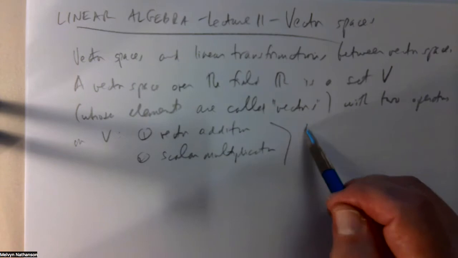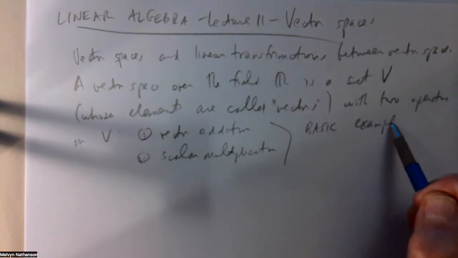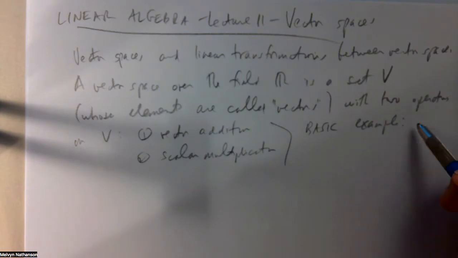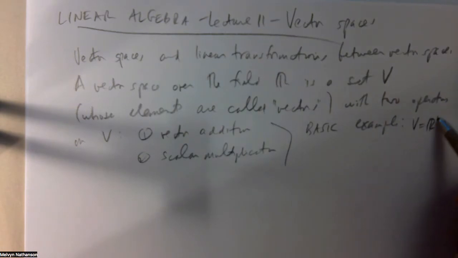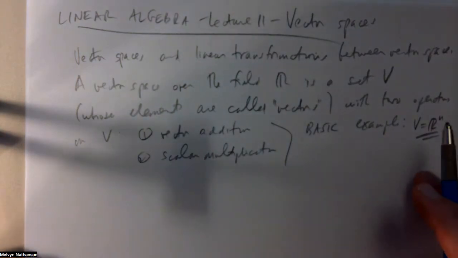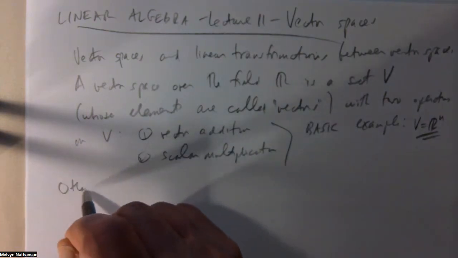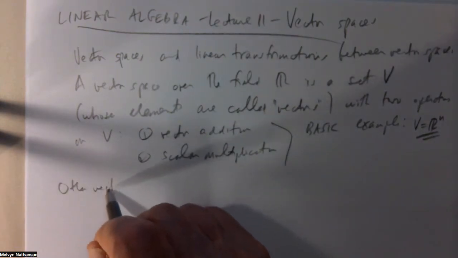So the basic example, but far from the only example, is the one we've been studying most, which is the vector space Rn, the n-dimensional vectors, with coordinate-wise vector addition and scalar multiplication. But a vector space can be many other things. So this is the basic example, but what are some other vector spaces?